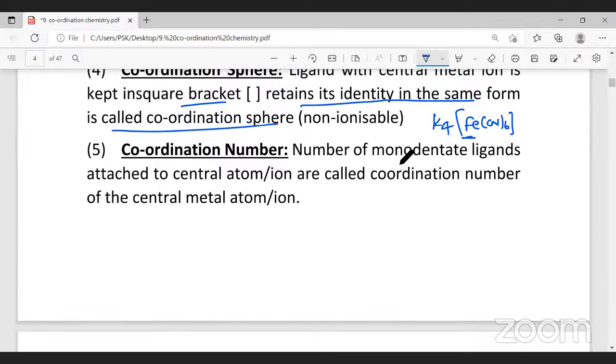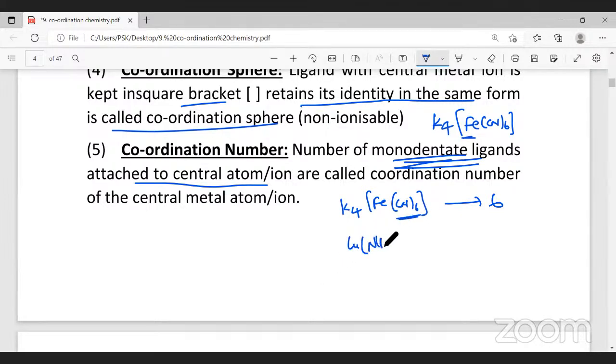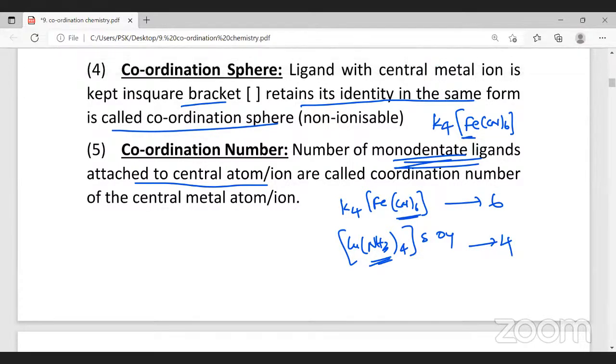What is coordination number? The number of monodentate ligands attached to the central metal atom or ion is called the coordination number. Now, for example, if you take this molecule K4[Fe(CN)6], the coordination number of iron here is 6 because we have 6 monodentate ligands. If I take [Cu(NH3)4]SO4, now we have 4 ligands attached to copper. Therefore, the coordination number of copper is 4. So the number of monodentate ligands attached to the central metal atom is called the coordination number.